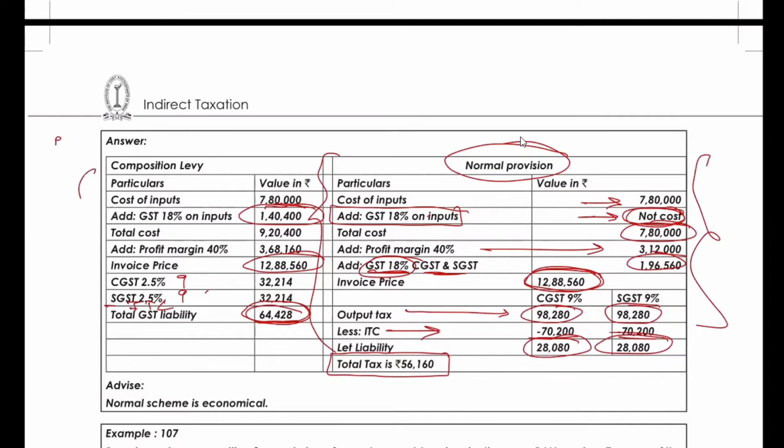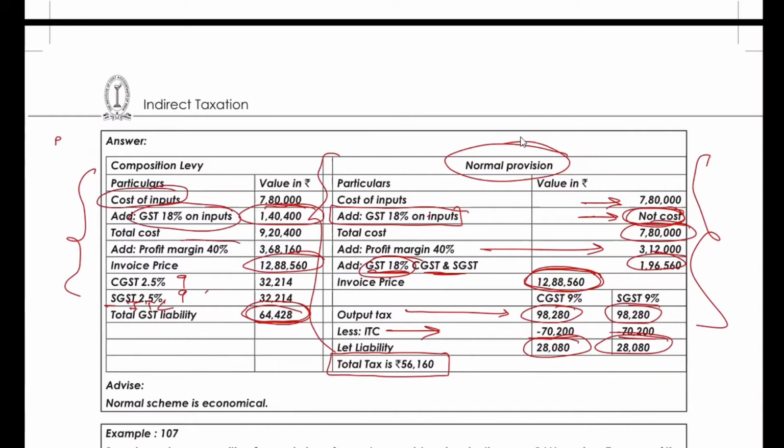Correct. And in the composition scheme, remember this, because we are not eligible to collect tax. So suppose you are a dealer registered under the composition scheme, and you are purchasing something. You are paying the tax, and you cannot recover the tax because you are not eligible to claim ITC. So what will you do? You will simply add it into the cost and sell it with that. This is the simple thing which a composition dealer can do, and they do it regularly. So with the cost of input, they add 18% GST on input.